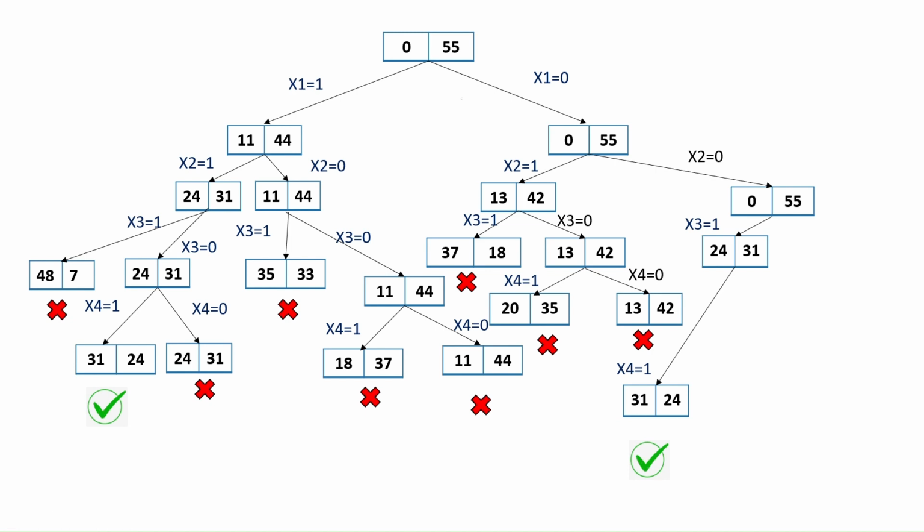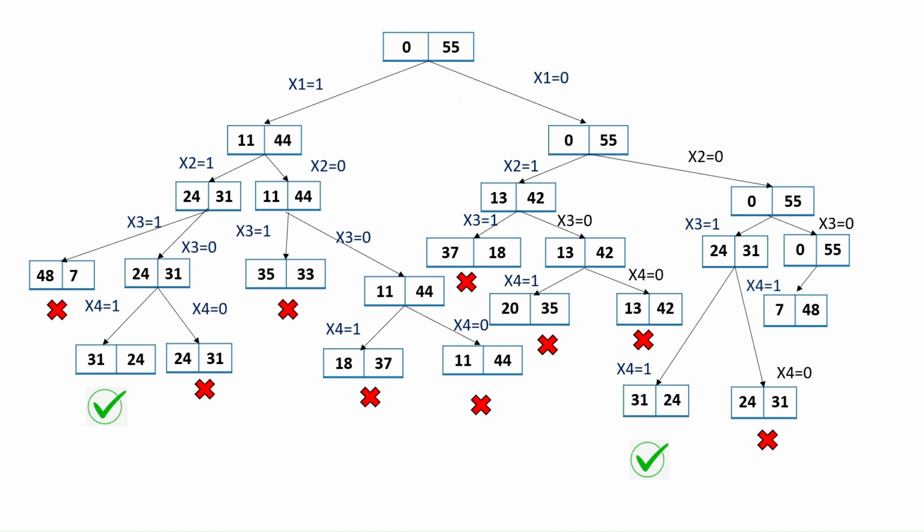So by using backtracking, x4 equals 0, and the value remains constant at 24 and 31. So 24 is less than 31, so this is not a solution. Again by using backtracking we go to x3 equals 0. At x3 equals 0, 0 and 55 remain constant. At x4 equals 1, the value is 7. This is also not a solution because 7 is less than 31. At x4 equals 0, the values remain constant at 0 and 55. So 0 is less than 31, so this is also not the solution.